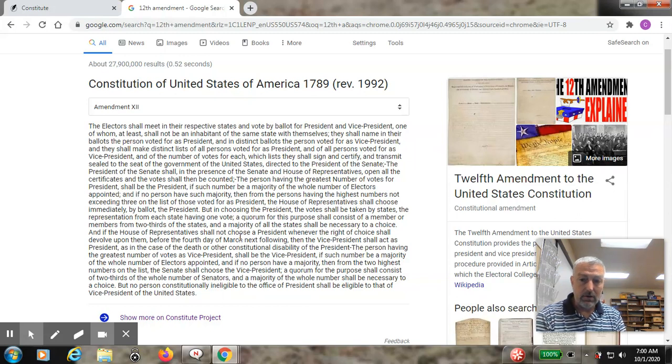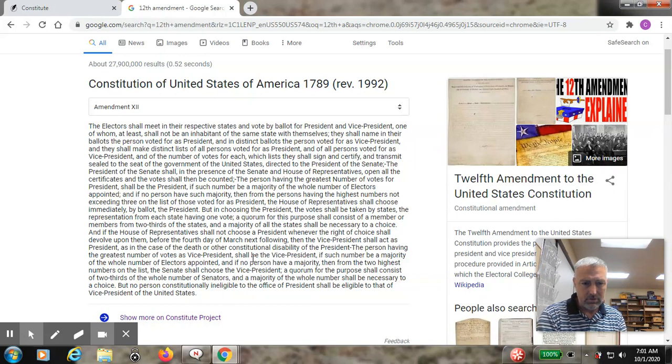There again, you could theoretically end up with a tie, although Washington, D.C. does get to vote in the Electoral College. So that goes to 51 right there. Still takes 26 to have a majority in that instance. And if the House of Representatives shall not choose a president whenever the right of choice shall devolve upon them before the 4th day of March, it's now the 20th day of January, next following, then the vice president shall act as president, as in the case of the death or other constitutional disability of the president. The person having the greatest number of electors appointed, and if no person have such a majority, then from the two highest numbers on the list, the Senate shall choose the vice president.